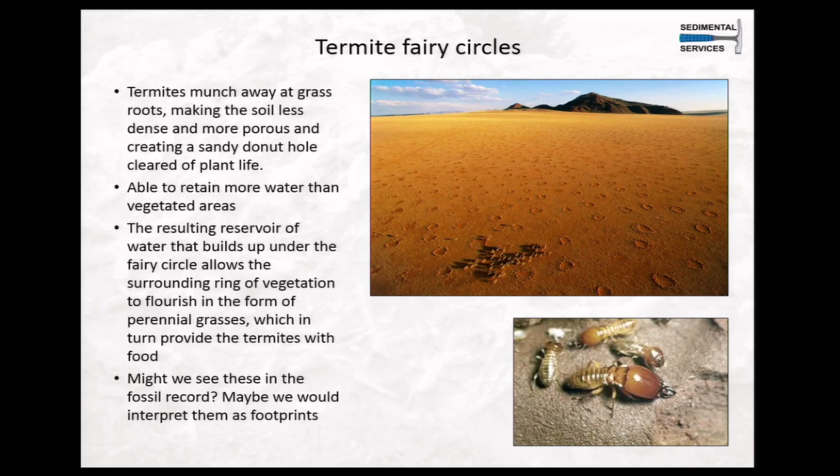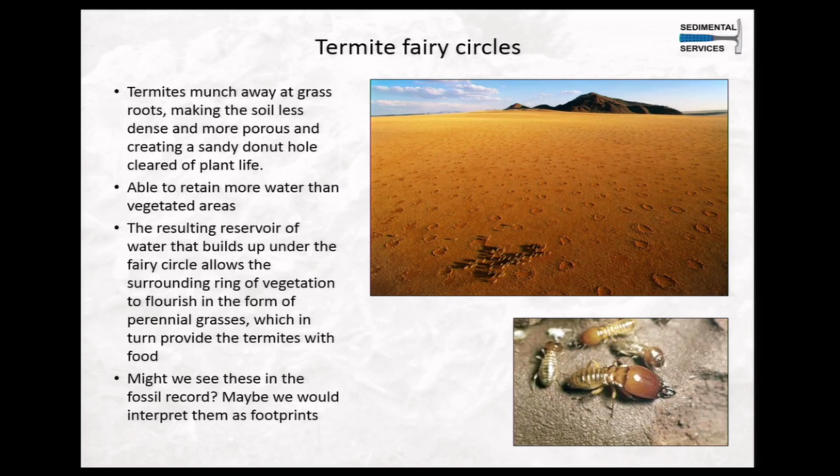So what happens is that the termites eat away at grass roots, and they make the soil less dense, more porous, and they end up creating a kind of sandy donut hole. And so that sandy donut hole will then soak up more water, and then the plants start growing around the edge of it, and the termites continue eating their way out and pushing this plant material out sideways. So that's what a termite would look like. So they create these holes, and these have never been identified in the fossil record.